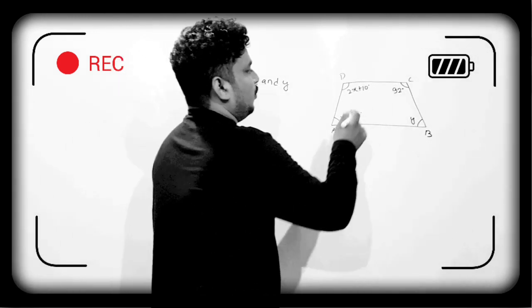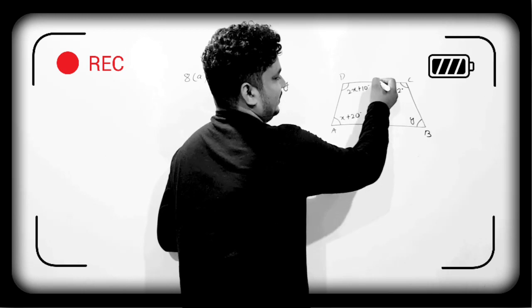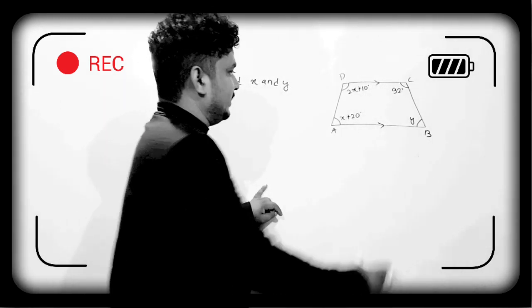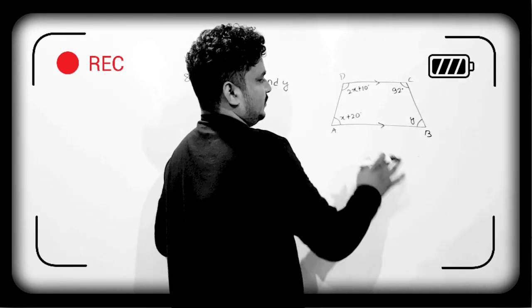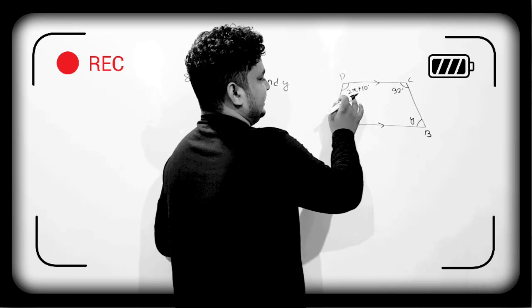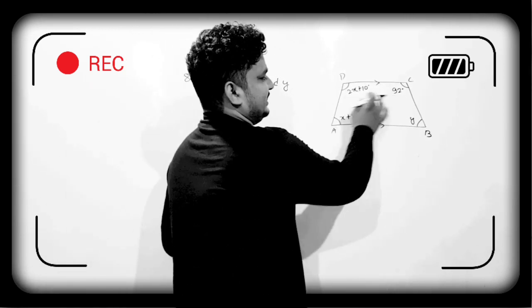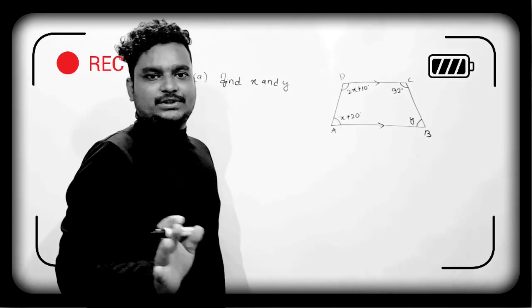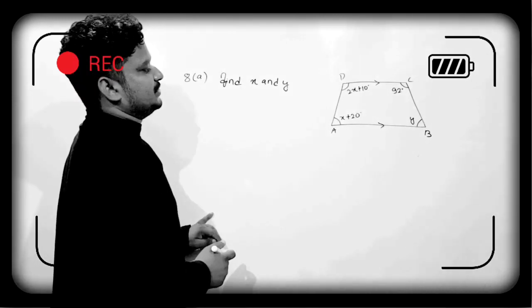One pair of opposite sides of a trapezium is parallel. This side is parallel to this side. This is the property of a trapezium. One pair is parallel, and these two are the non-parallel sides. And one more is the isosceles trapezium, in which this side is equal to this side, but this is not an isosceles trapezium over here. So let's start with the question.